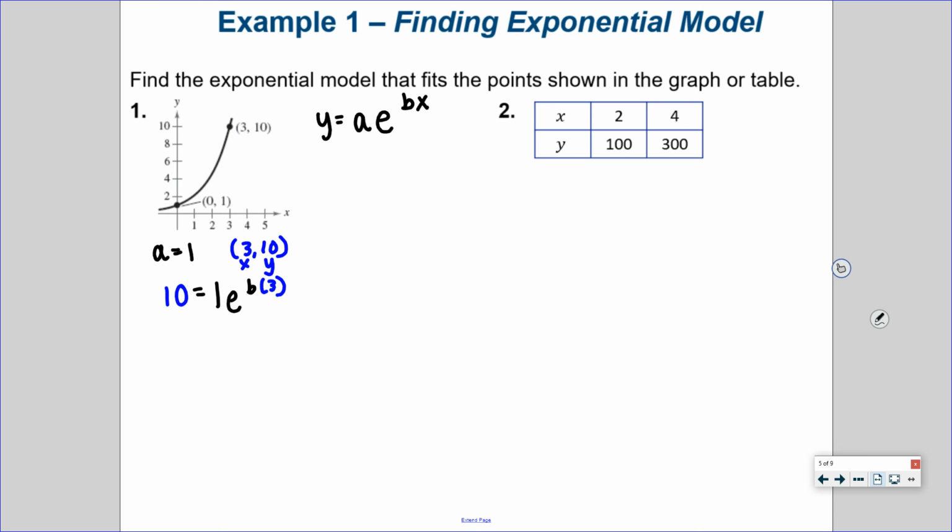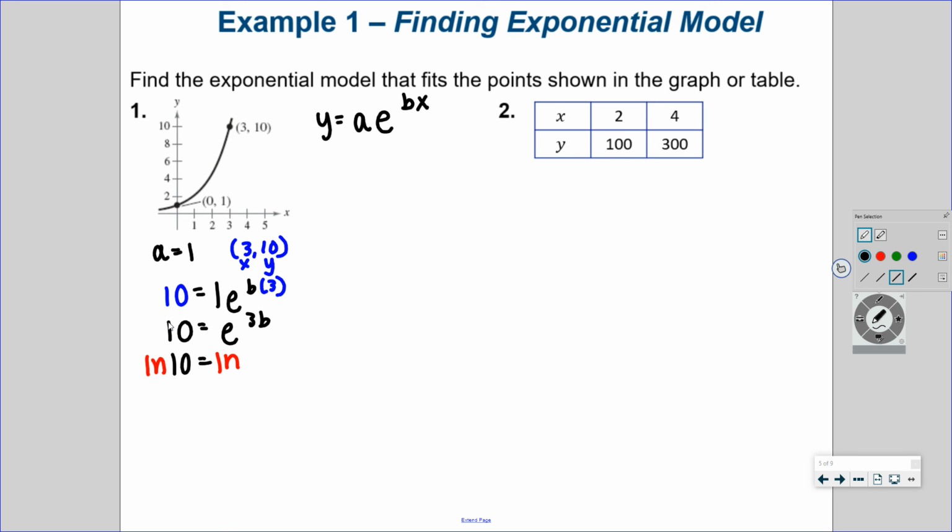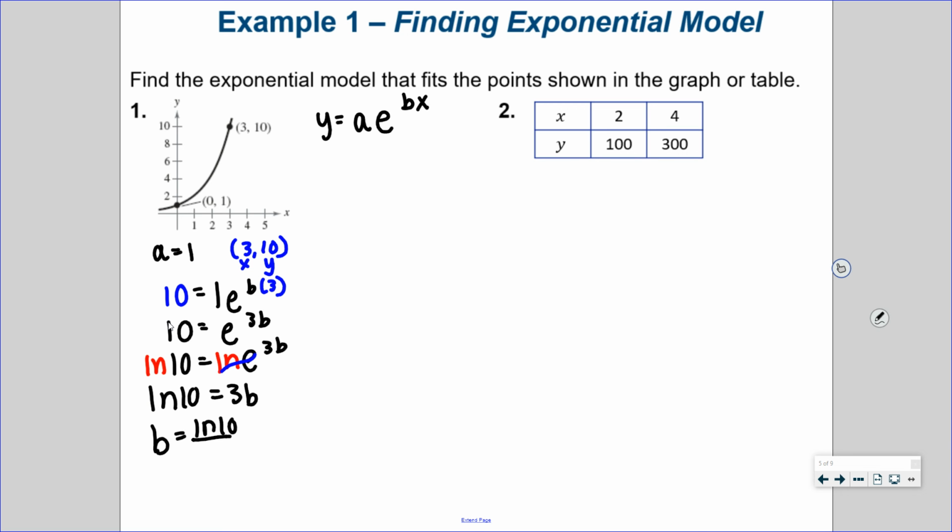All right, just cleaning this up a little bit, I have 10 equals e to the 3b. What would be my next step in solving this? Natural log, you betcha. So b is the natural log of 10 divided by 3. Okay, so I got this decimal.